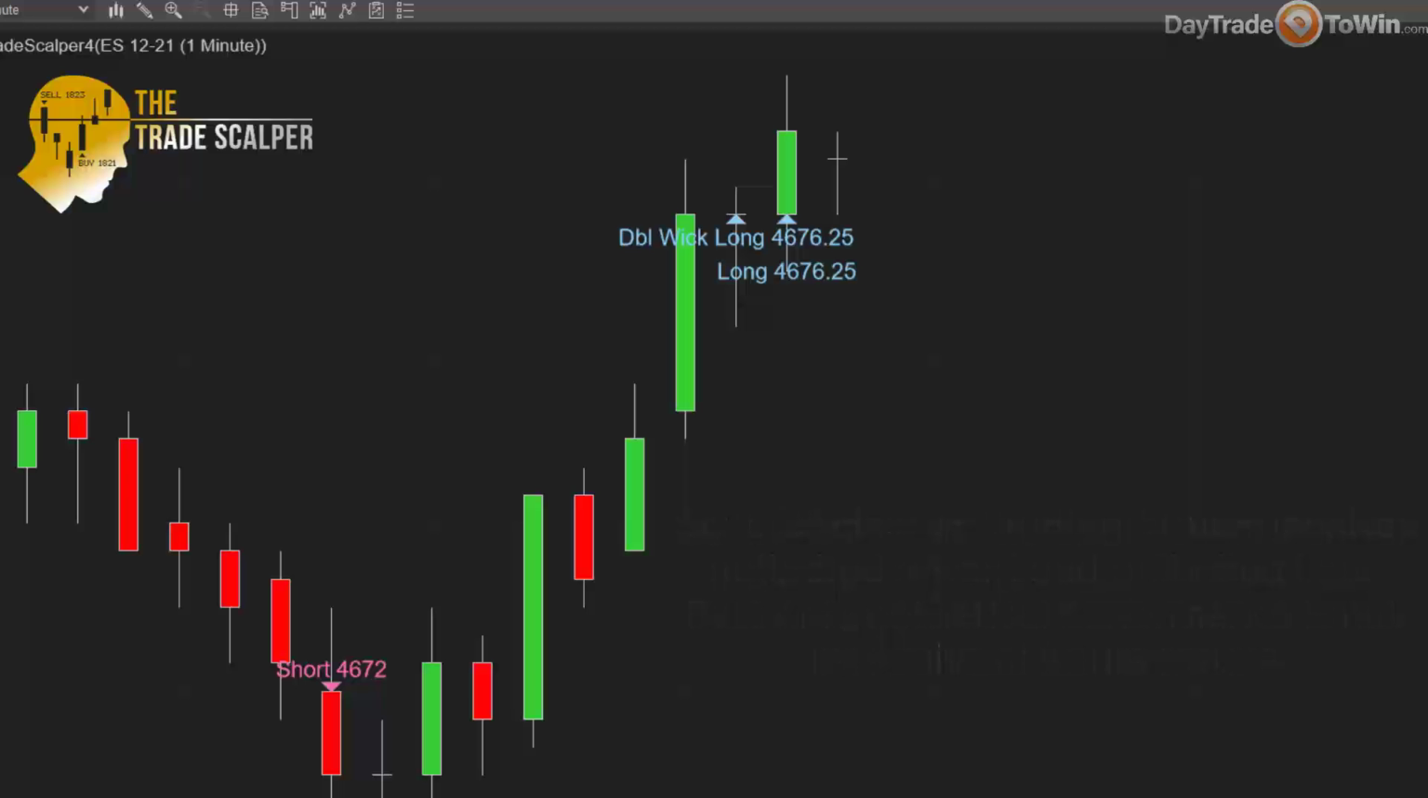So the Trade Scalper software is providing us two signals here. Everybody has the same signals, which is good. So we're all seeing the same thing, 46.76 quarter on the E-mini S&P.